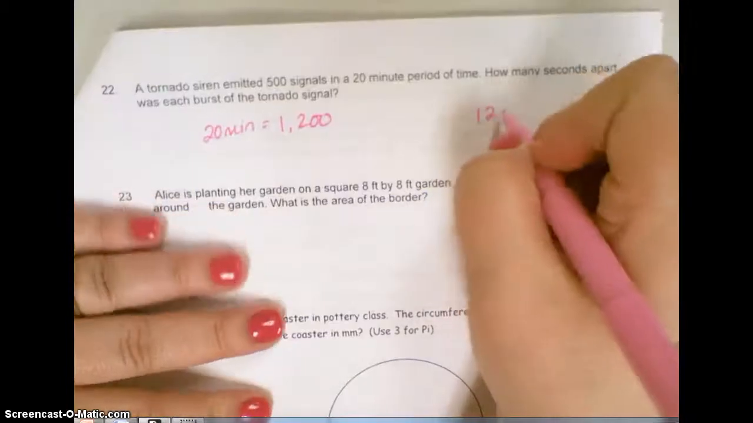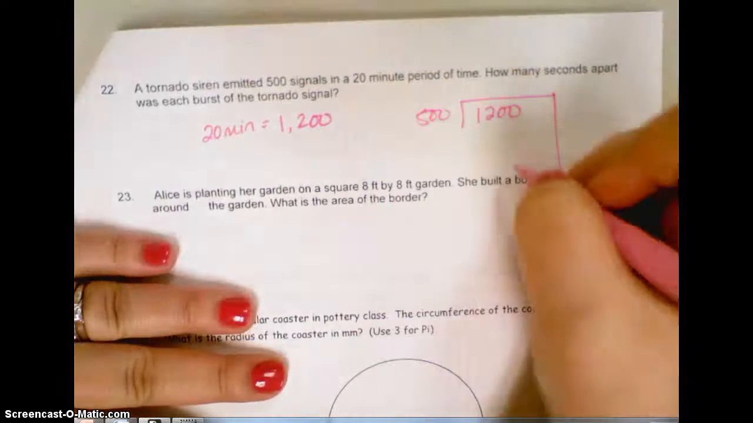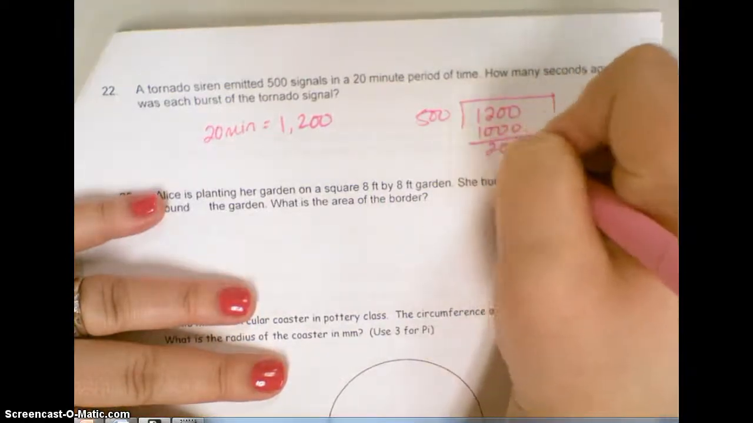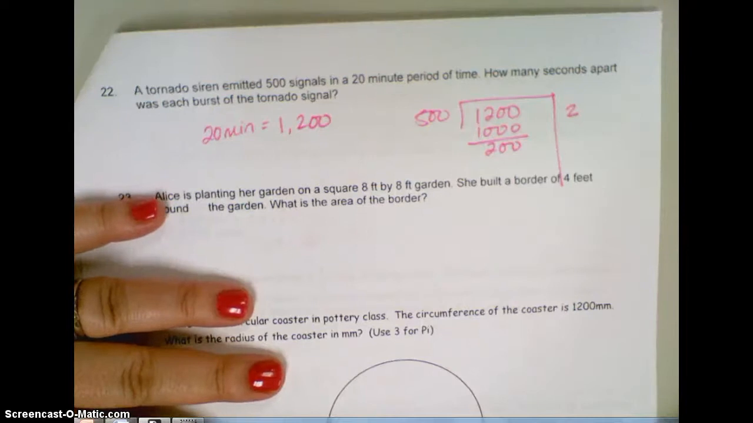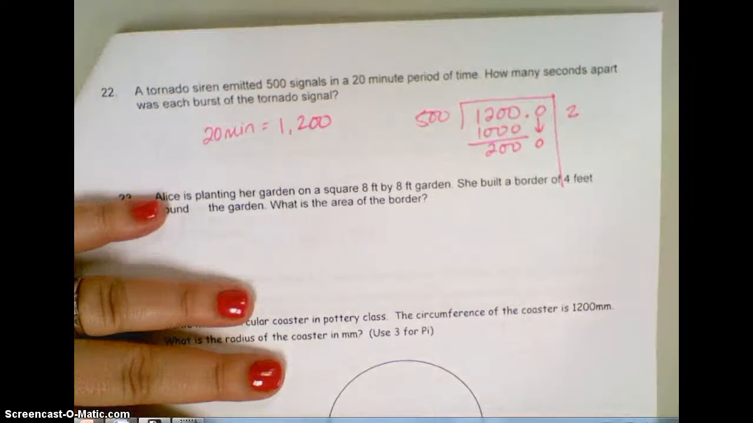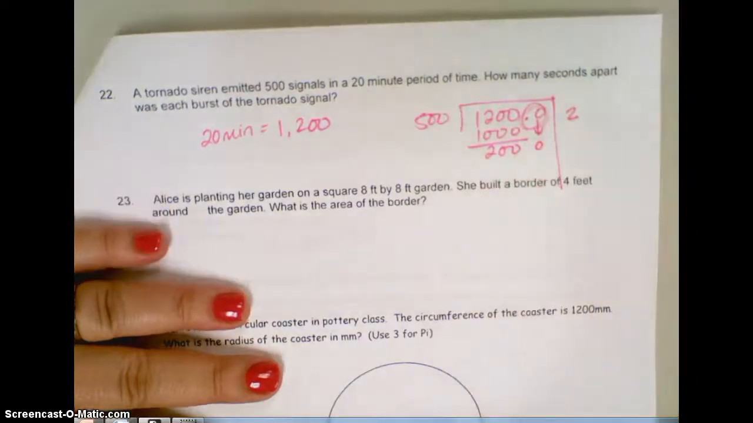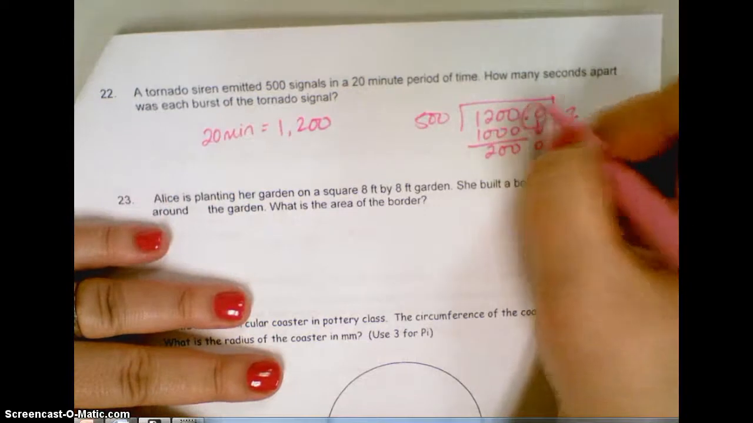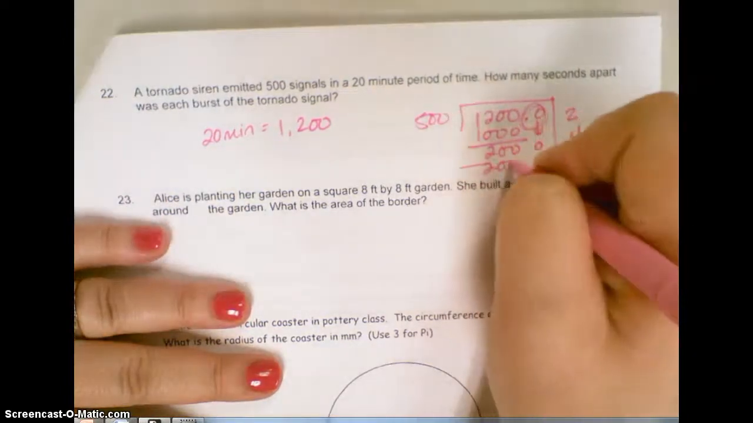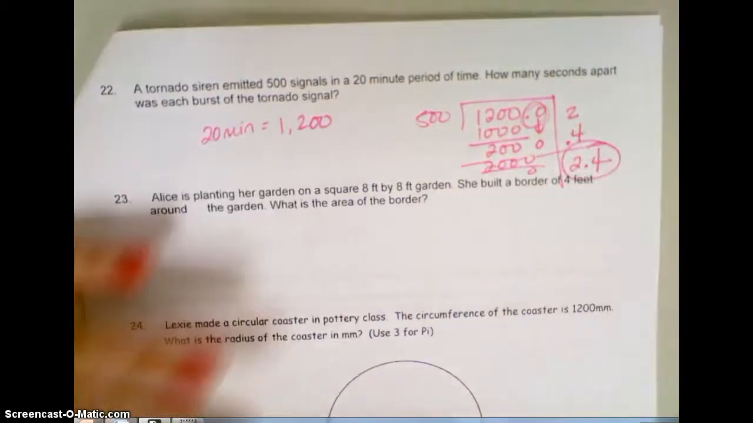So 1,200 divided by 500, and we know that 500 times 2 is 1,000. Okay, now what do we do? Okay, I put a decimal and a 0, and then I bring this 0 down like normal, but I know that I have to have one decimal place. So 500 goes into 2,000 how many times? 4, but there's a decimal, so this has to have one decimal place also. So that's 0. When I add these together, that would be 2 and 4/10.